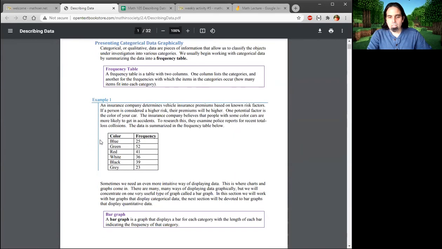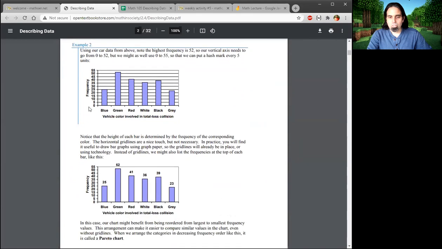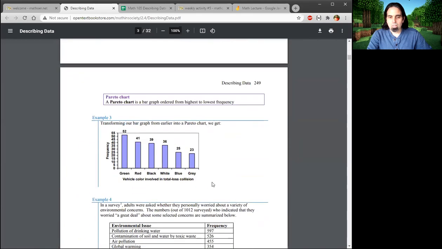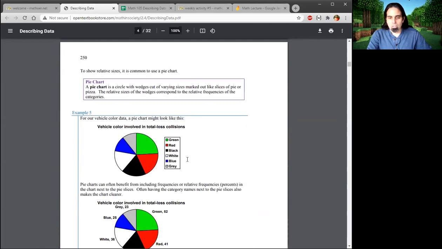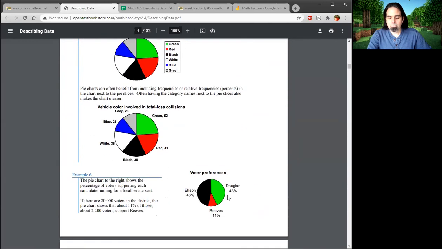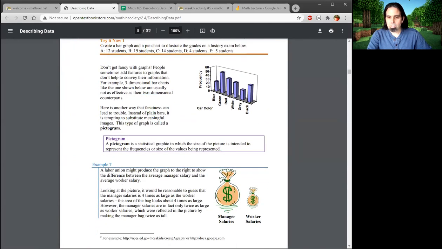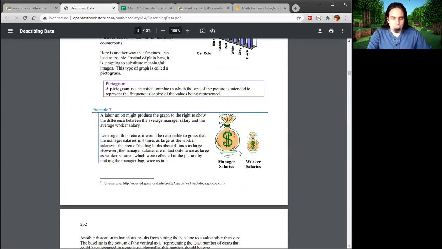Okay, so we did the frequency tables. We did the bar charts, different ways to make them clear. You could reorder them and call it a Pareto chart if that ever helped. You had the pie chart, and we could cut apart the bars and wrap them around. And then we had two warnings at the very end. Taking my bar chart and making it look 3D and fancy just makes it harder to read. And in example 7, somebody is trying to say the big bag is twice as tall as the little bag. But because area is pi r squared, it looks 4 times as big instead of twice as big.